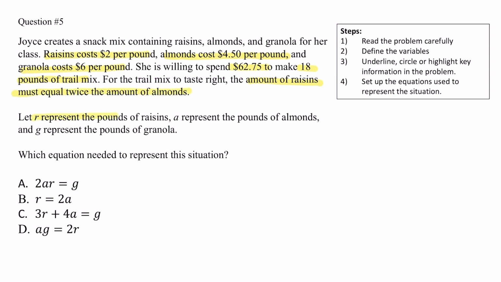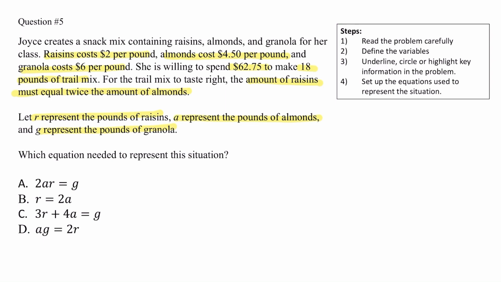Let R represent the pounds of raisins, A represent the pounds of almonds, and G represent the pounds of granola. Which equation is needed to represent this situation? So it's only asking me for one equation, but I'm just going to write all 3 to see which ones match my answer choices.